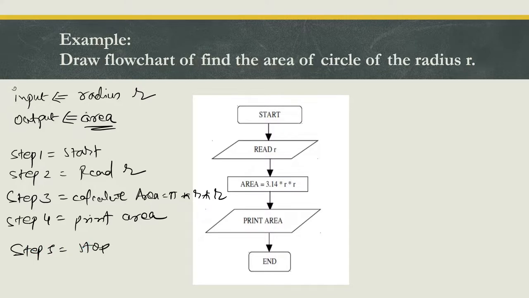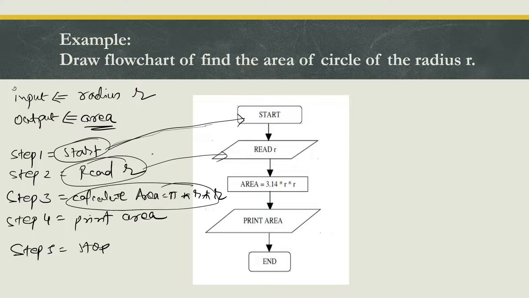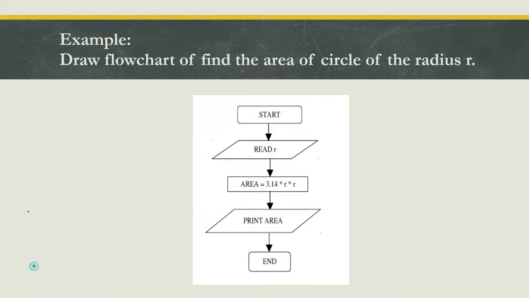You can see, as I told you, if you have an algorithm, then it would be very easy for you to design a flowchart. Start, you have to use the terminal symbol. Read r, it is your input, so you have to use the input output symbol. This is your process, so to indicate this you must have the process symbol. Area, this is your output, you must have the input output symbol. Stop, this is your stop terminator. I think it would be very easy for you to design a flowchart if you have an algorithm for that problem. I hope things are clear about this.